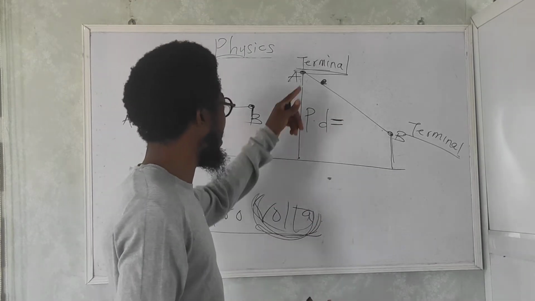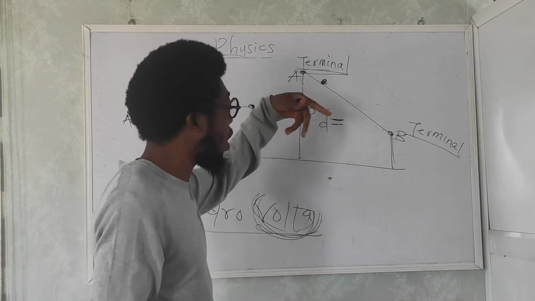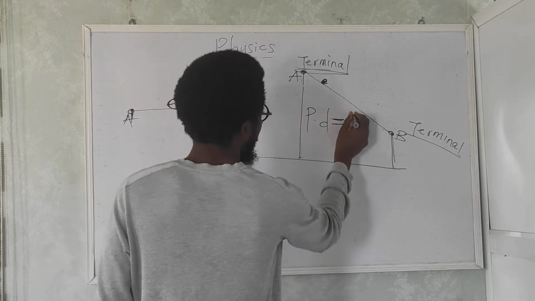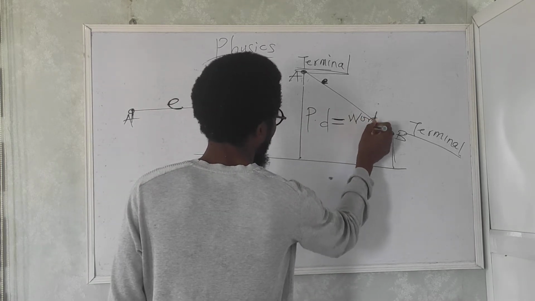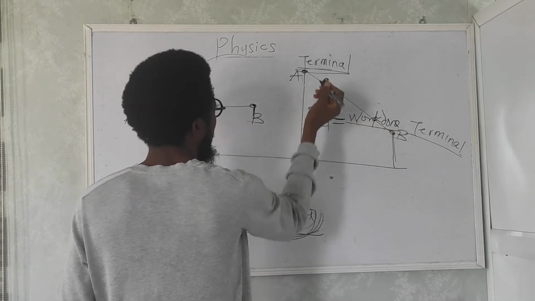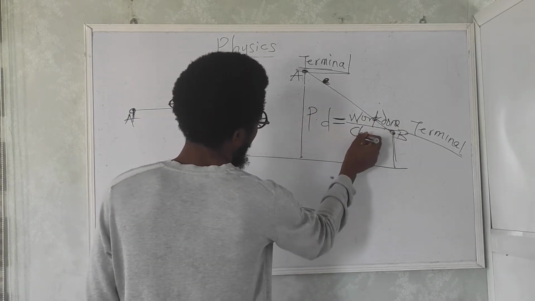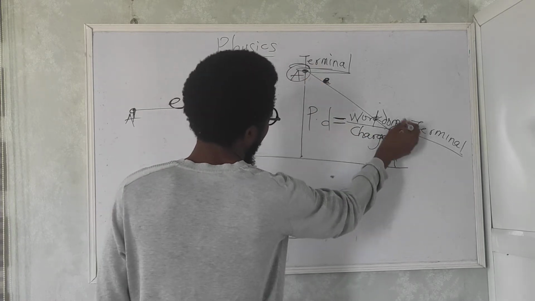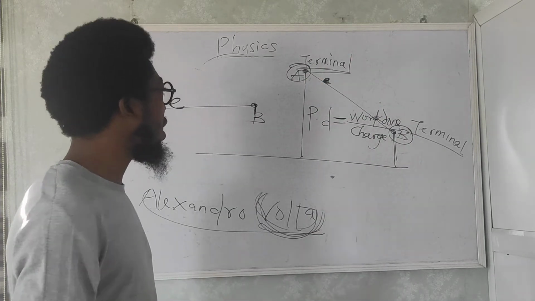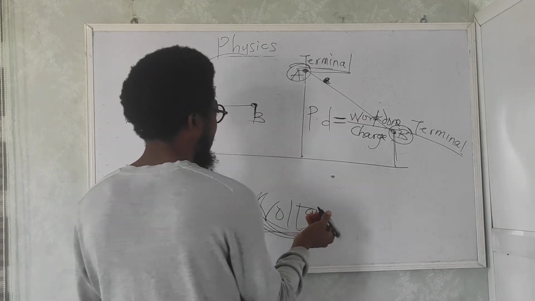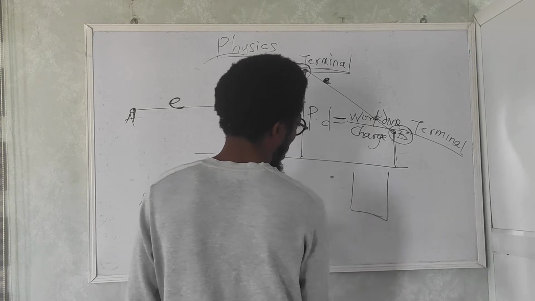Or I simply say, potential difference can now therefore be defined, according to Volta, as the work done in taking a unit charge from one terminal to the other terminal. So the container in which this is occurring is a simple container that they call a cell.